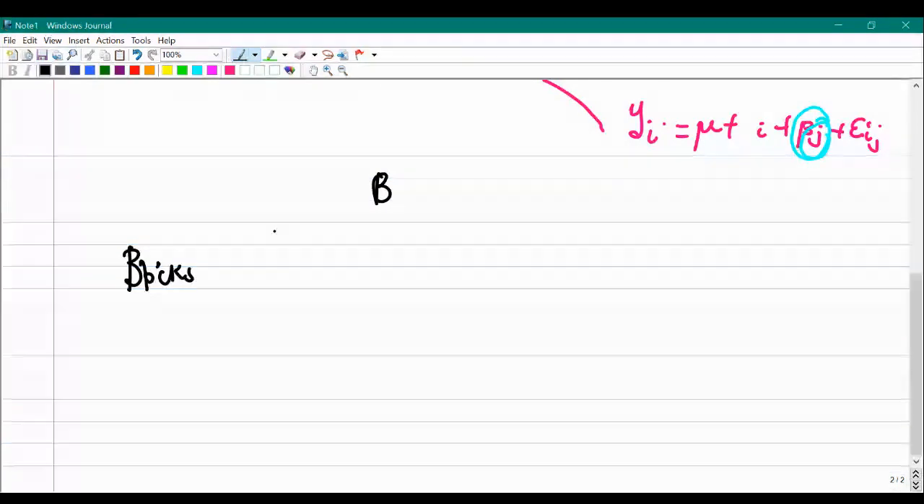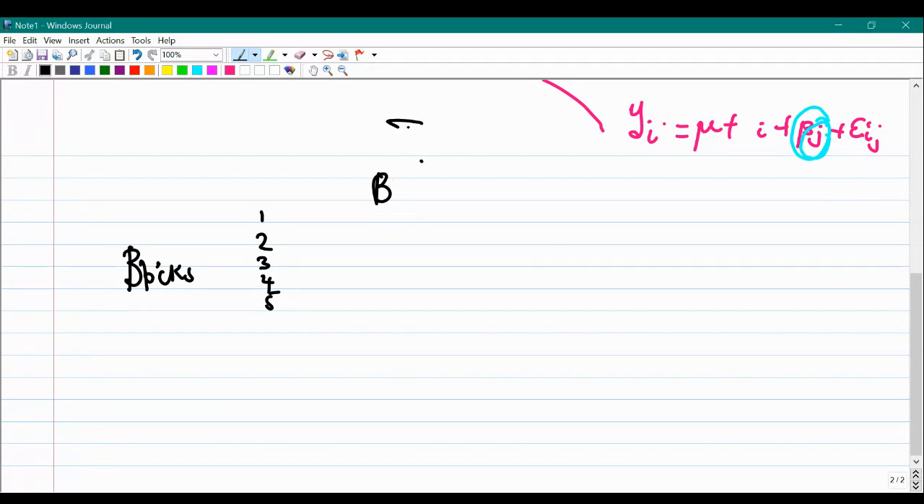How many blocks were you having? 5. 1, 2, 3, 4, 5. Isn't it, my sister? And then treatments, you have 1, 2, 3, isn't it?